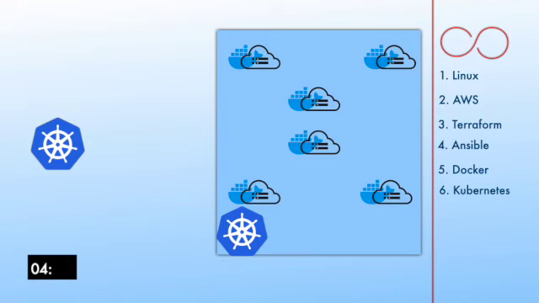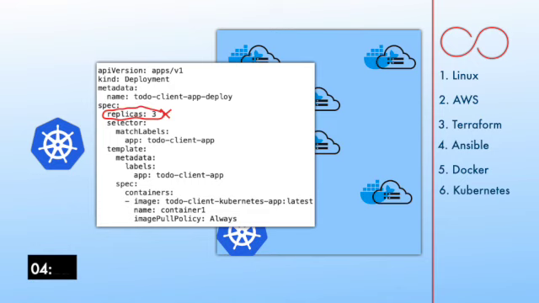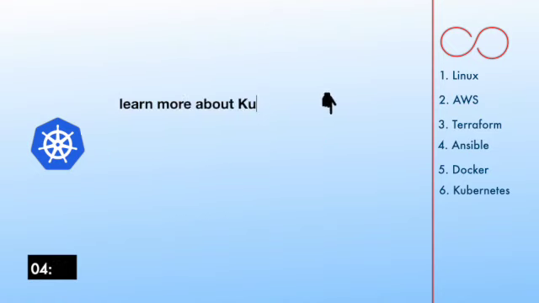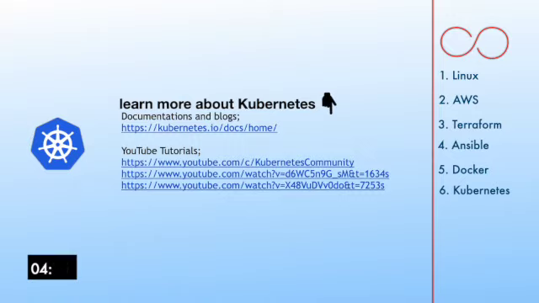You just specify replica counts in Kubernetes deployments. We can also scale servers up and down by adding additional nodes easily. If you want to learn more about Kubernetes, check the link in the description below.